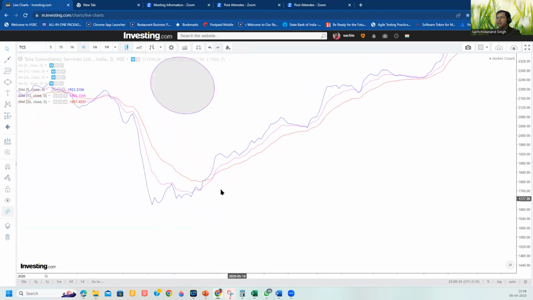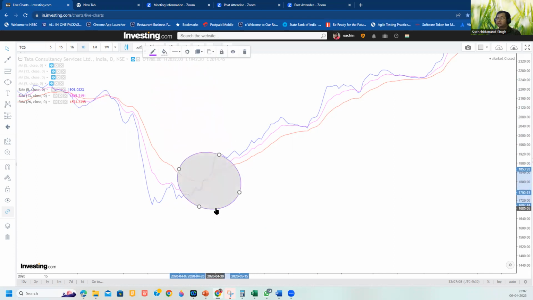Zooming in further. Till this point of time, the lower time frame, that is the 5, was at the bottom, the 13 moving average in the middle, and the red one at the top. What is happening here is the first crossover. The 5 is crossing over 13, and then 5 is crossing over 26. At the same time, 13 is crossing over 26 also. So here the complete positive crossover is happening in the upward direction.